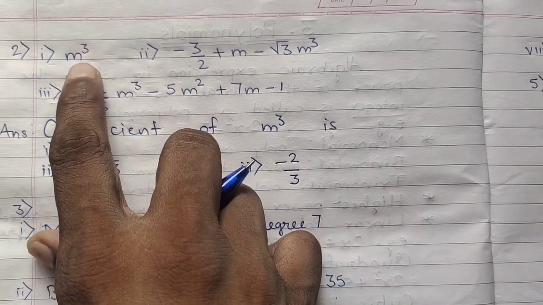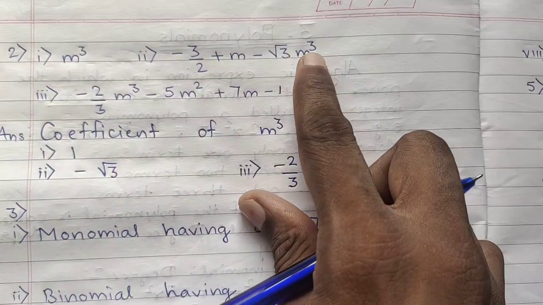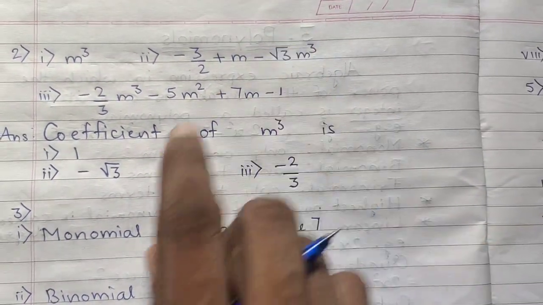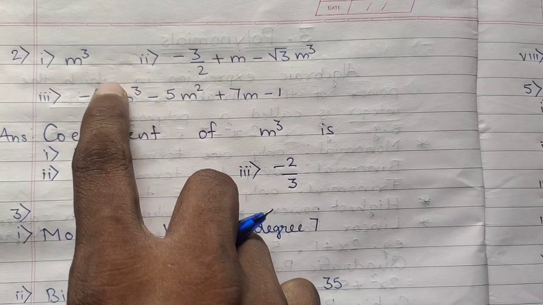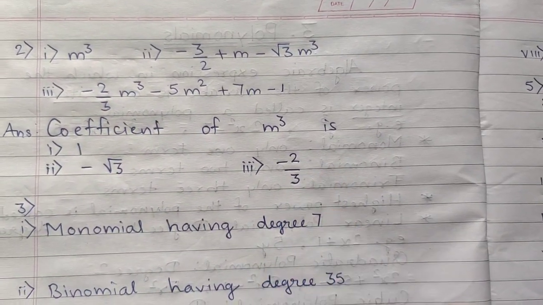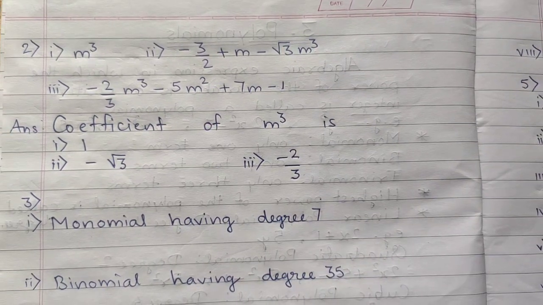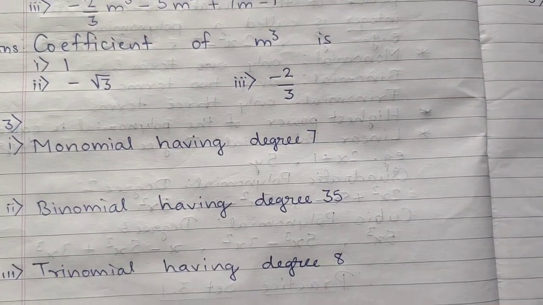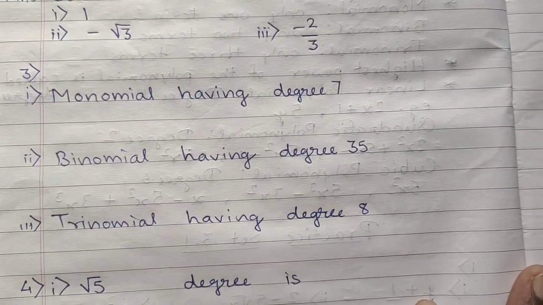Okay, so in this case, the coefficient of m cube is 1. In this case, the coefficient of m cube is minus root 3. And in this case, the coefficient of m cube is minus 2 upon 3. So that is what I have written here. Okay, so in this way, we have completed the second question. Now we will move to our next question, that is question number 3.